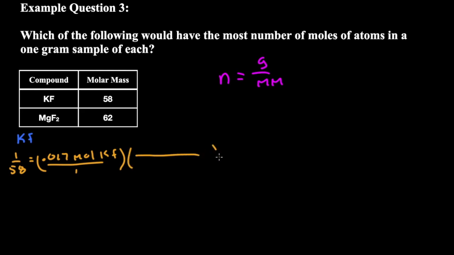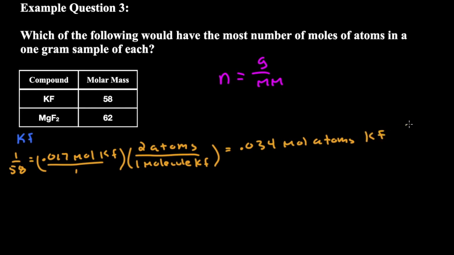And so what we're going to do is we're going to say that for every 1 molecule of KF that we have, we're going to have 2 atoms because KF has 1 atom of K and 1 atom of F. And so when we do this, we're going to get that we have 0.034 moles of atoms of KF.